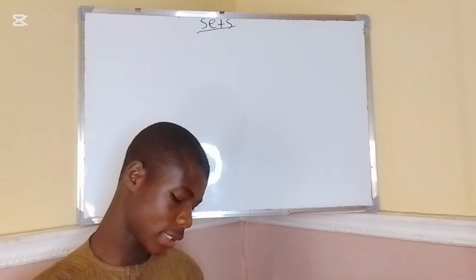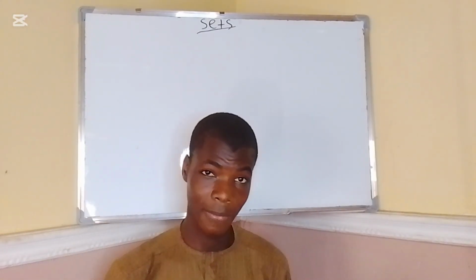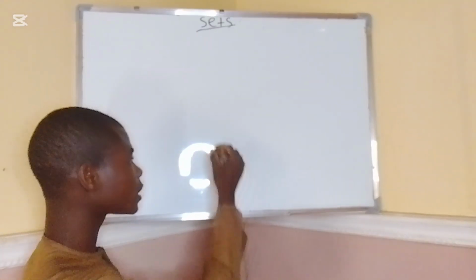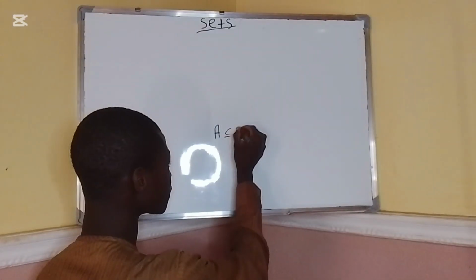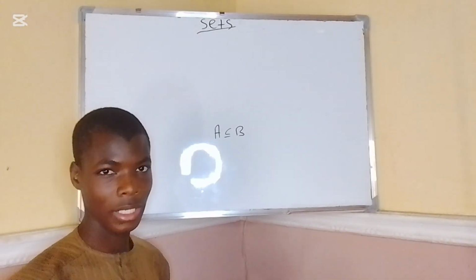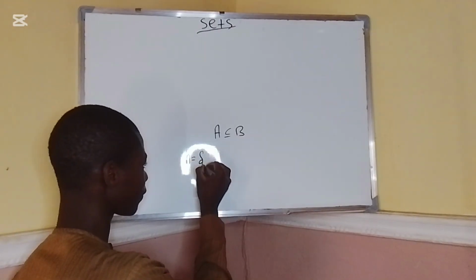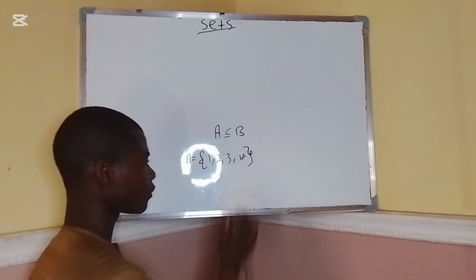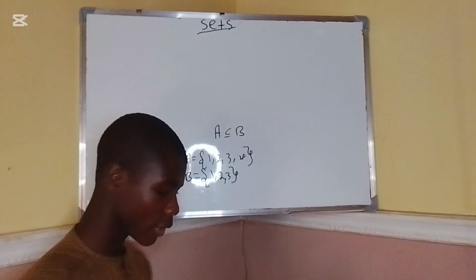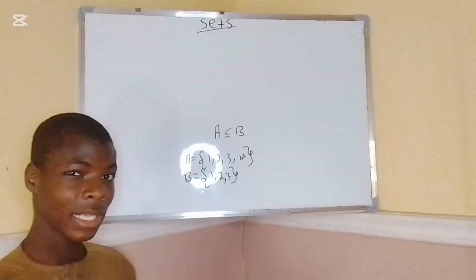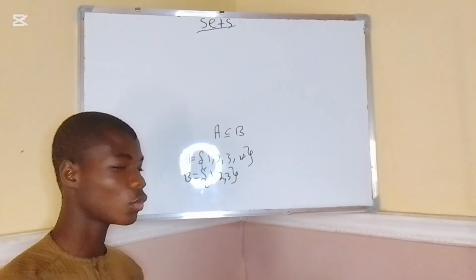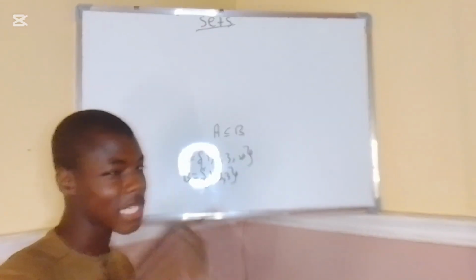What is a subset? If set A is a subset of B, it means that whenever you see that A is a subset of B, all the elements in B are contained in A. For instance, if A is 1, 2, 3, and 4, and the elements of B are 1, 2, and 3, a subset is whereby all the elements inside set B will be found in set A. So that is equal to A is a subset of B.